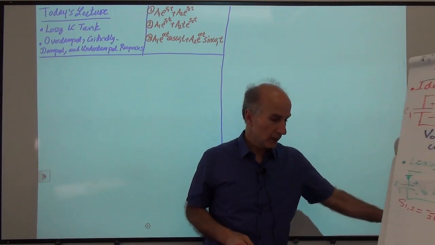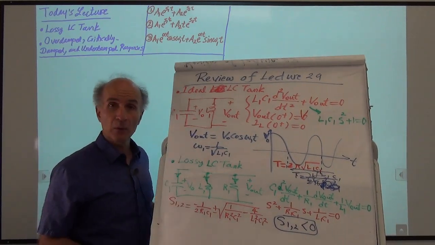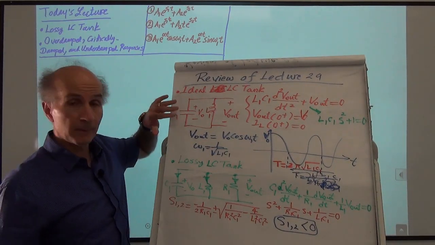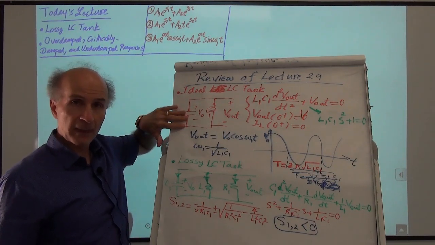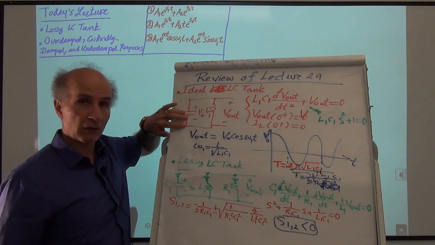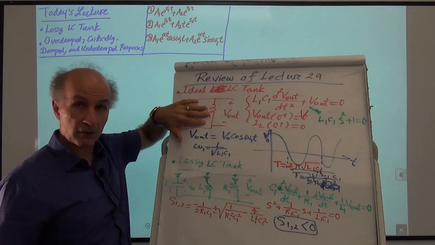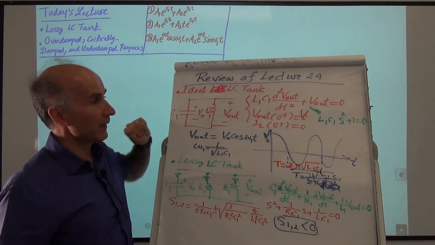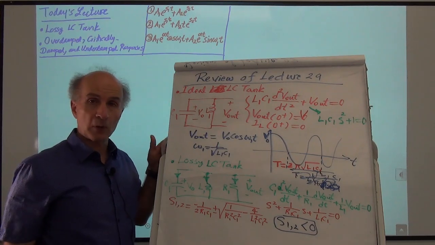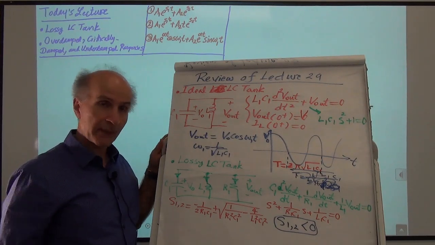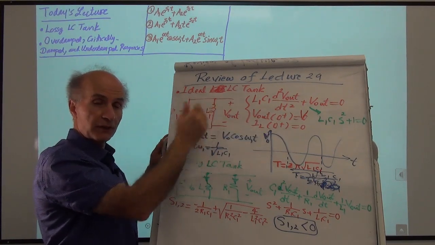Now, before we go there, let's take a look at what we covered last time. We said that if we have a simple ideal LC tank like this, which is released with an initial voltage on the capacitor and no current through the inductor, just for simplicity, we saw that it satisfies this second order differential equation. We call it a second order system. And we have two initial conditions, a voltage here, no current here.